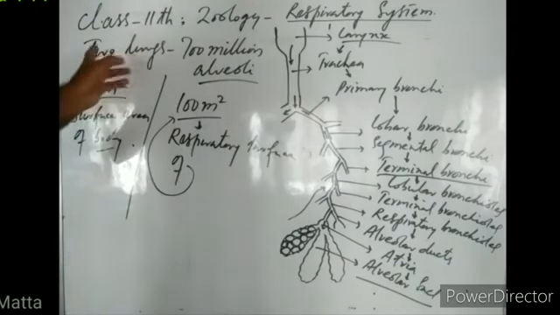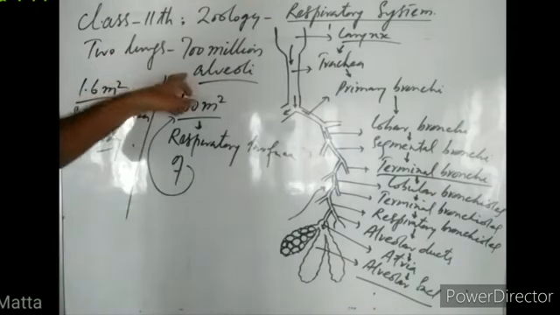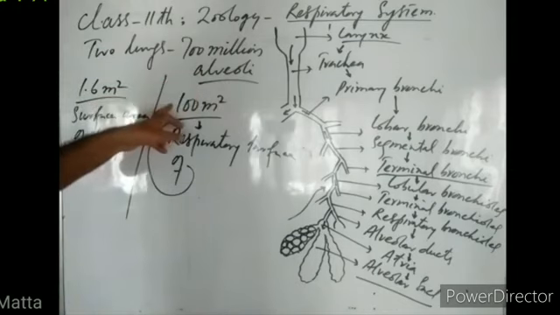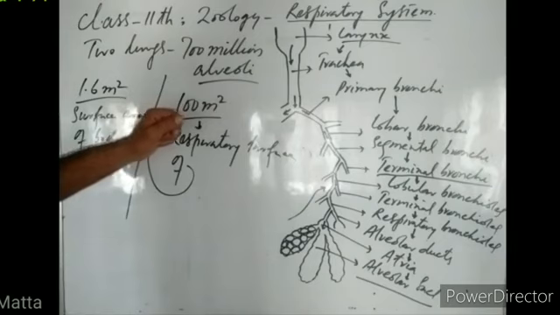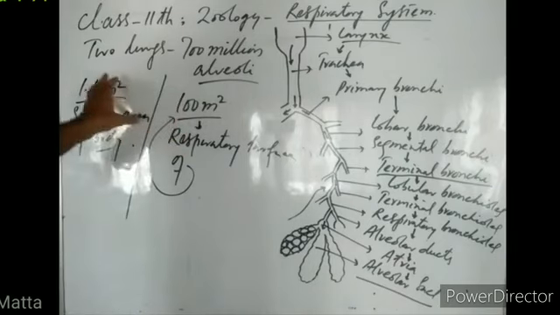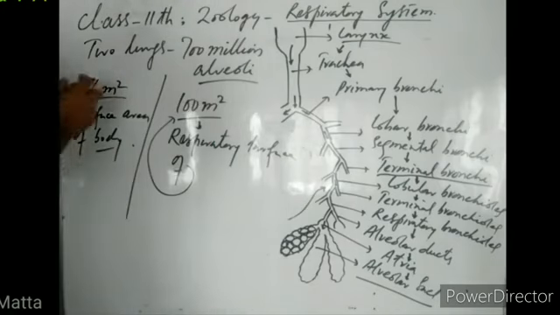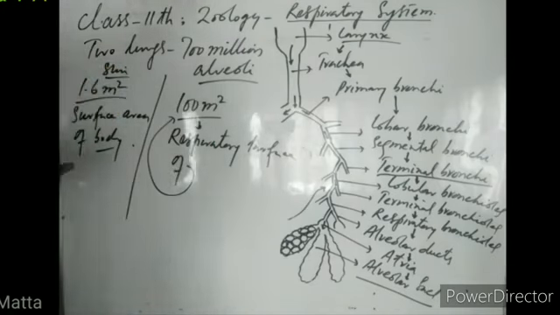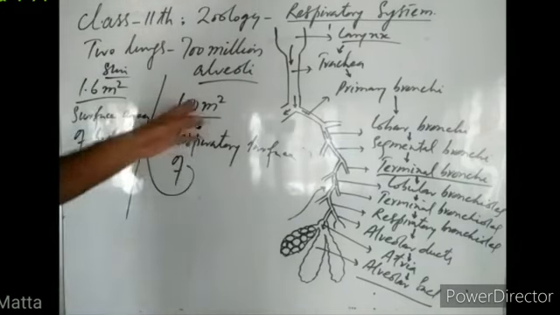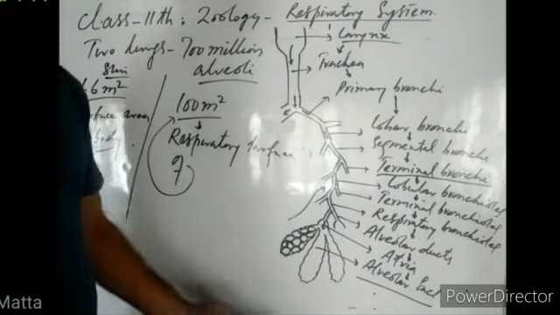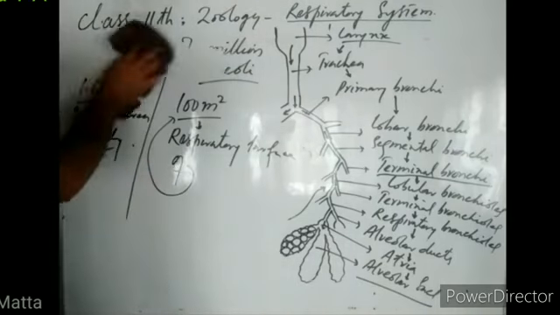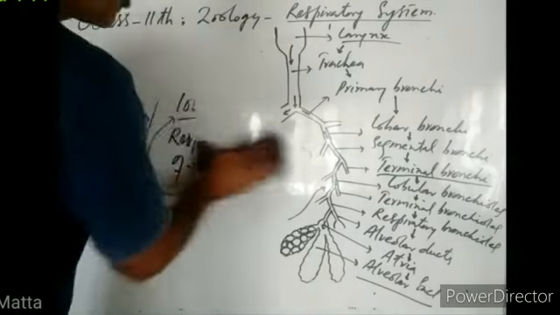So our two lungs have got 700 million alveoli in them, and they provide us a respiratory surface of 100 square meters, which is much larger than the respiratory surface provided by skin. The surface provided by skin would have been just 1.6 square meters, and lungs provide us 100 square meters. So that is about the lungs, these alveoli.